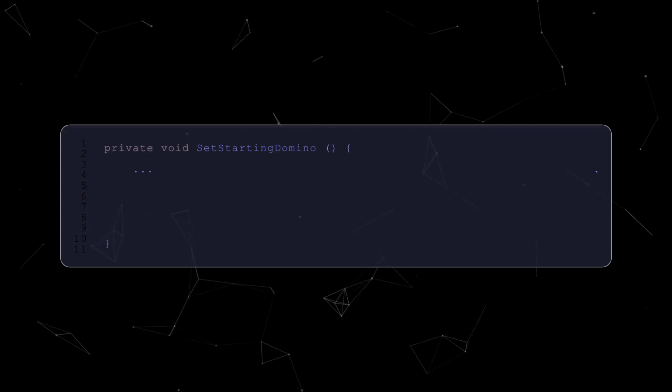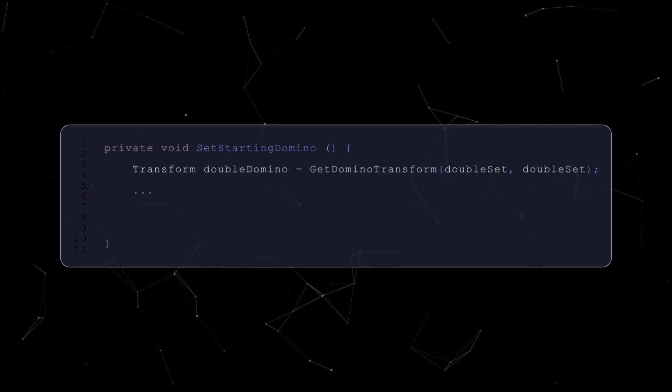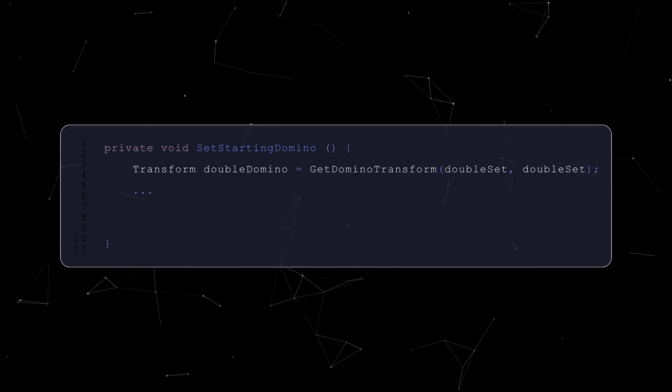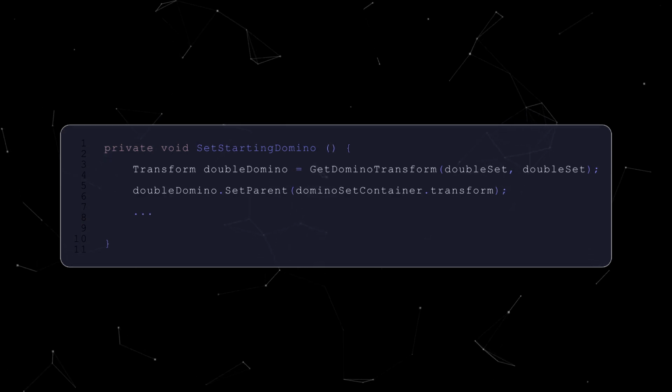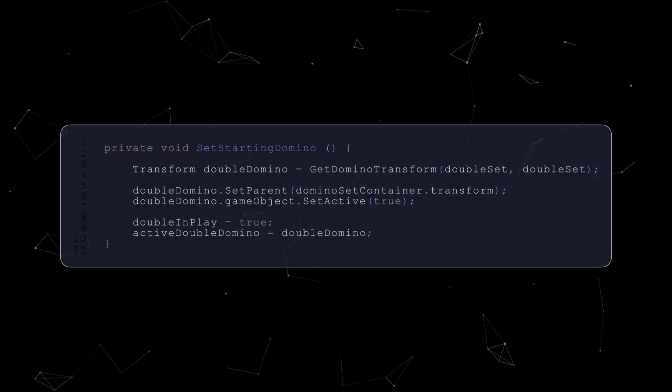And then I shuffle the dominoes to each of the players while dominoes still exist in the domino container game object. For the game to start, I need to set the starting double domino. I'm going to steal the double domino from whatever player has it, using our dictionary we set up earlier, place it into the game, and make that domino active.